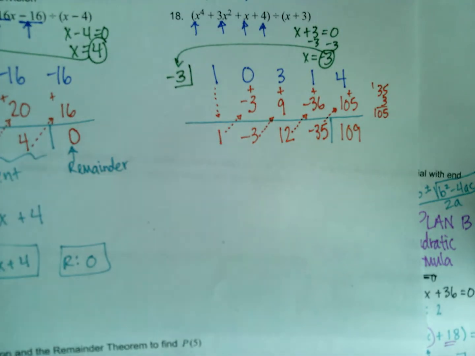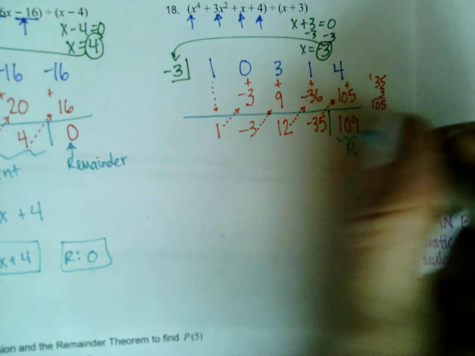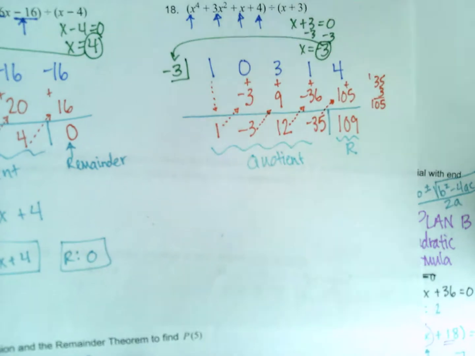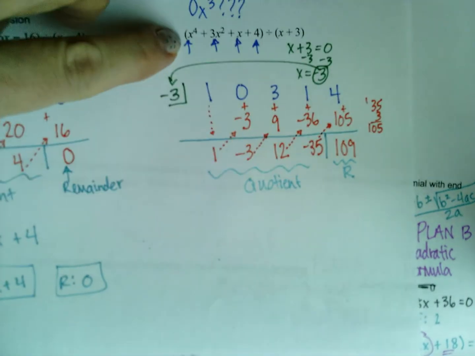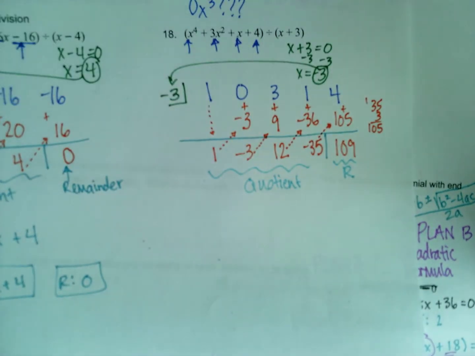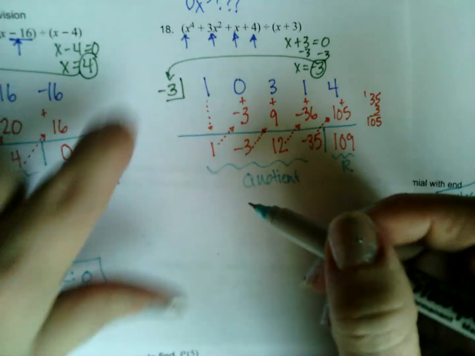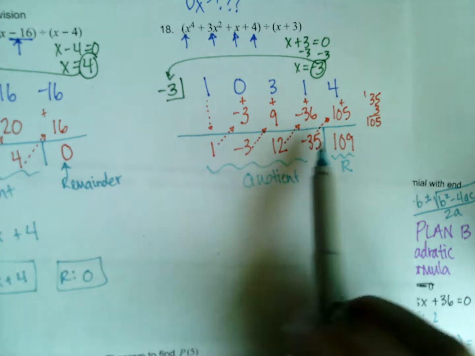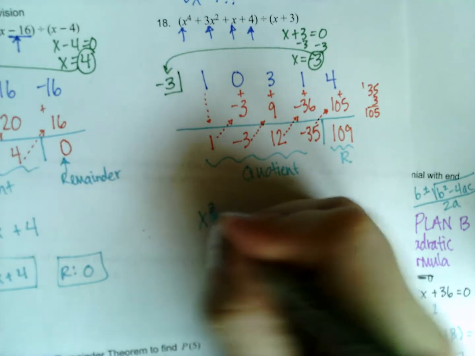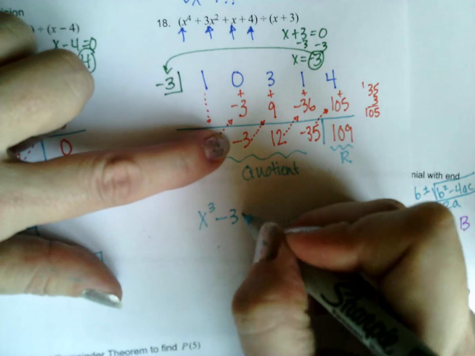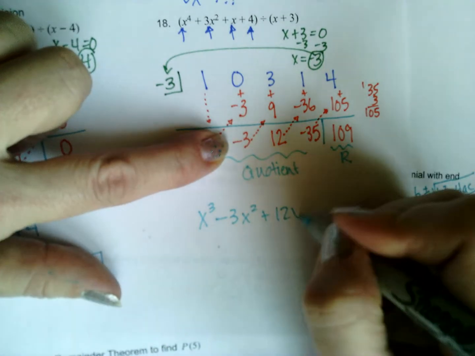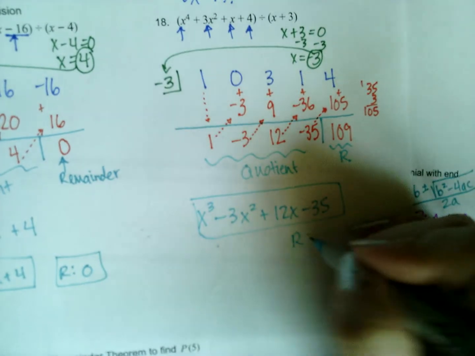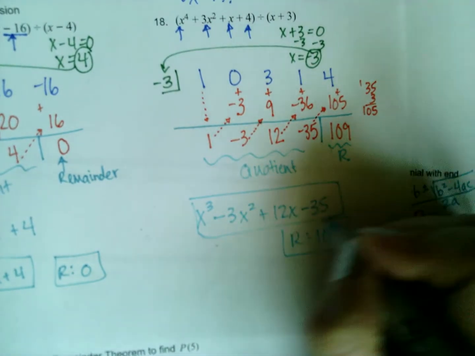Now remember that this dude here is the remainder. This dude here tells me the quotient, which is the answer to a division problem. Since my dividend started with a 4, it went 4, 3, 2, 1, none. This one is not going to start with a 4. It is going to start with a 3. So it's going to go 3, 2, 1, none. So it will be x cubed with a coefficient of 1 minus 3x squared plus 12x minus 35. That's going to be my quotient. And my remainder is going to be 109.